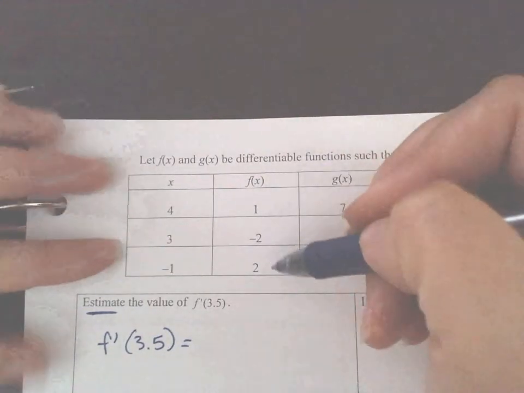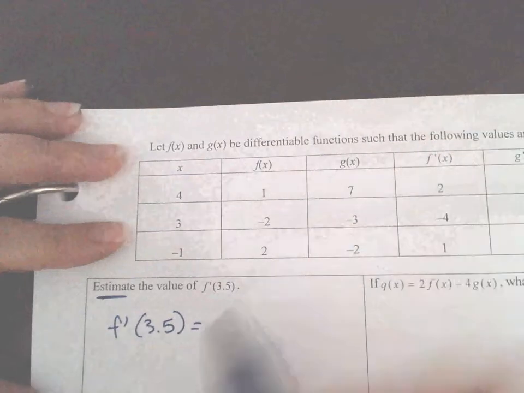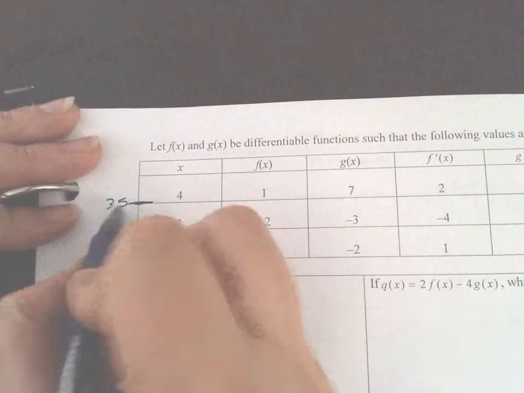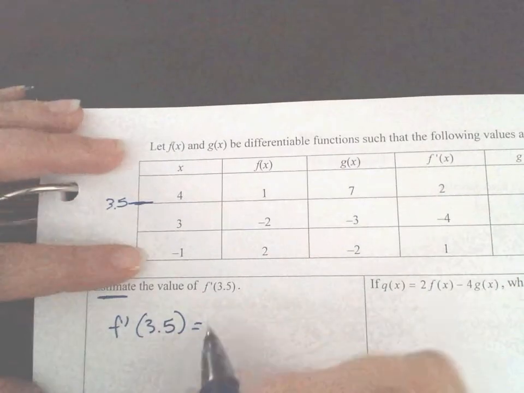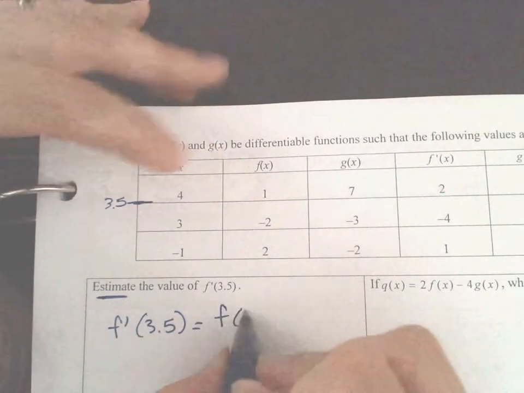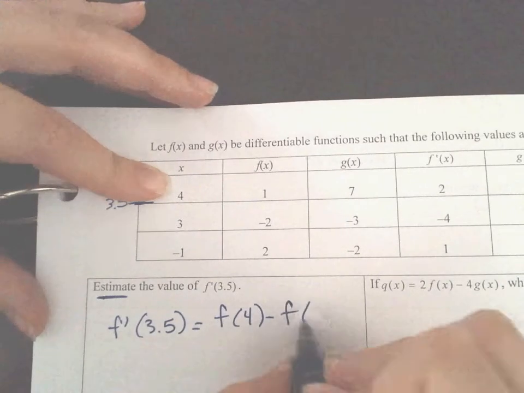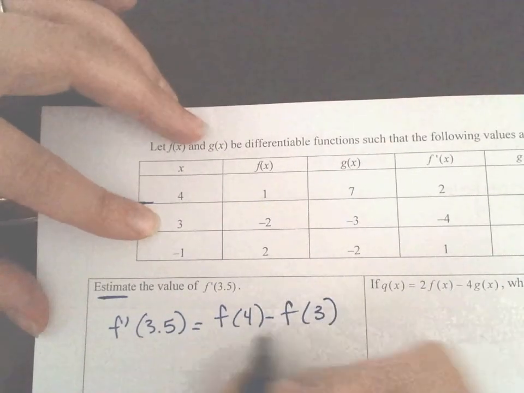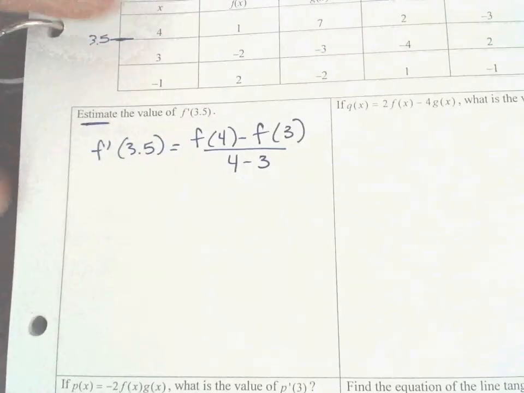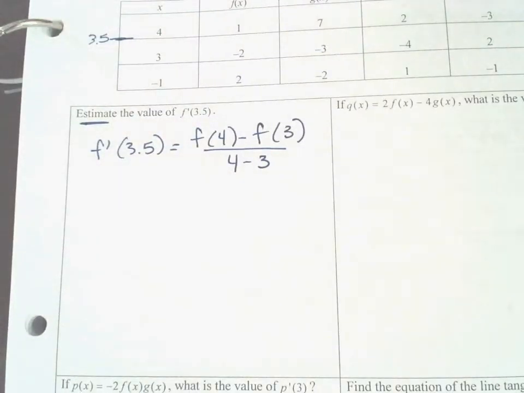Using 2 points on the original function f. So we're going to look in this first column of f values. And x equals 3.5 would be between 3 and 4. Do you agree? I agree. So here I'm going to use f of 4 minus f of 3 over 4 minus 3.